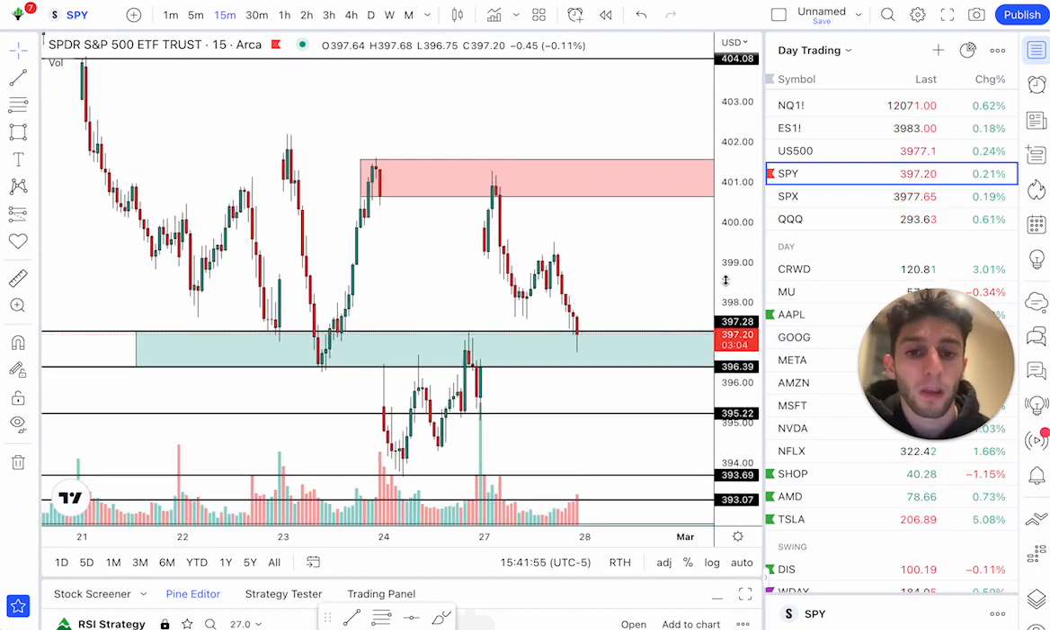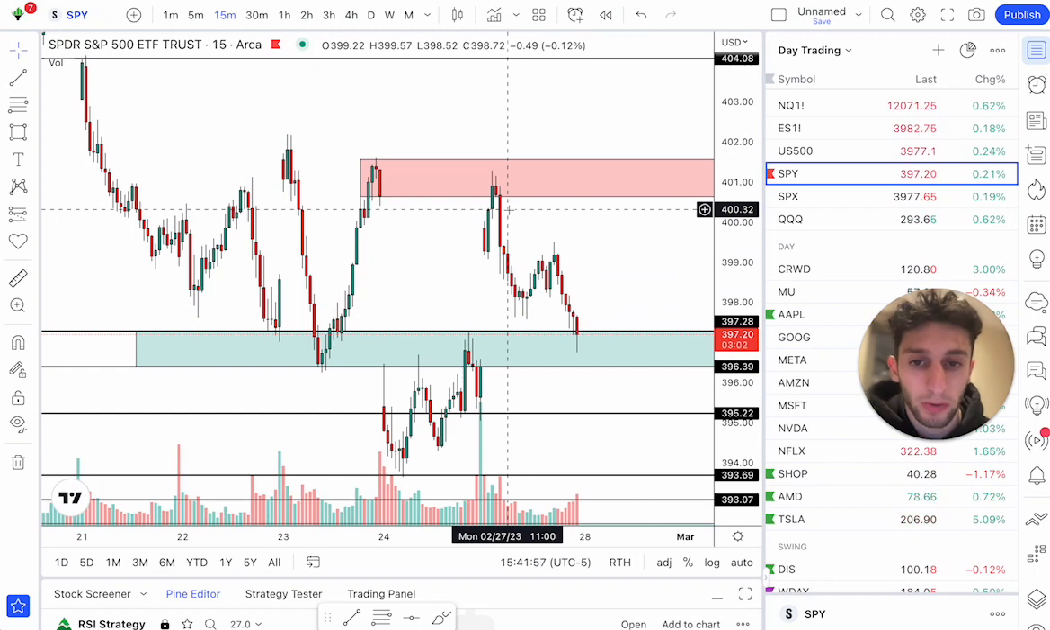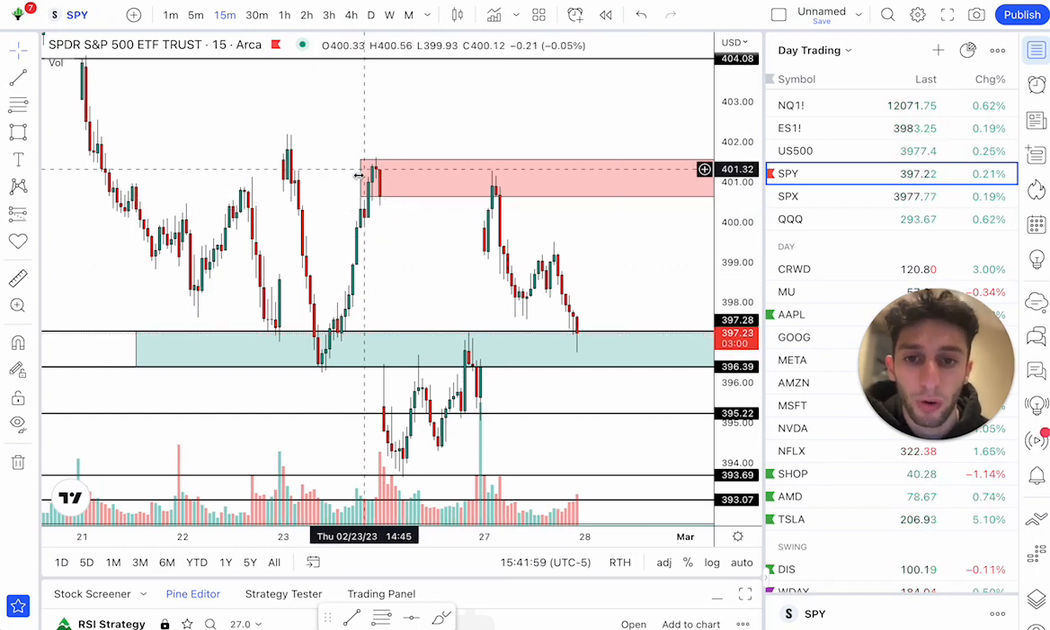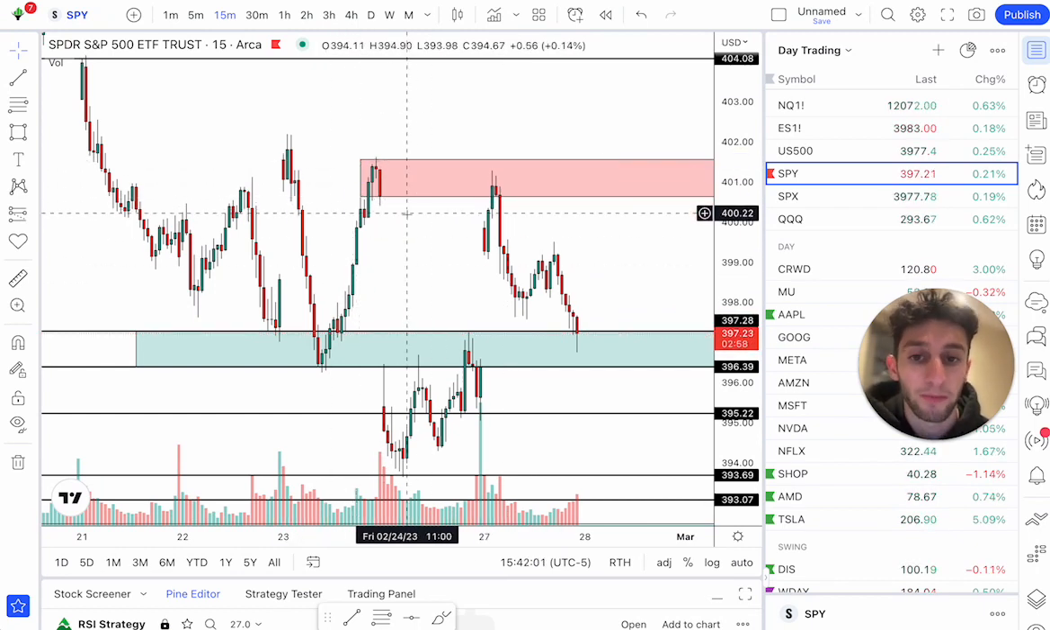But into the open, what I saw was that we had a gap fill here. We had a strong supply zone. And I figured, very, very simple. Keep it classy, supply and demand. Price is in the supply zone. I want to look for shorts. And that's exactly what happened.